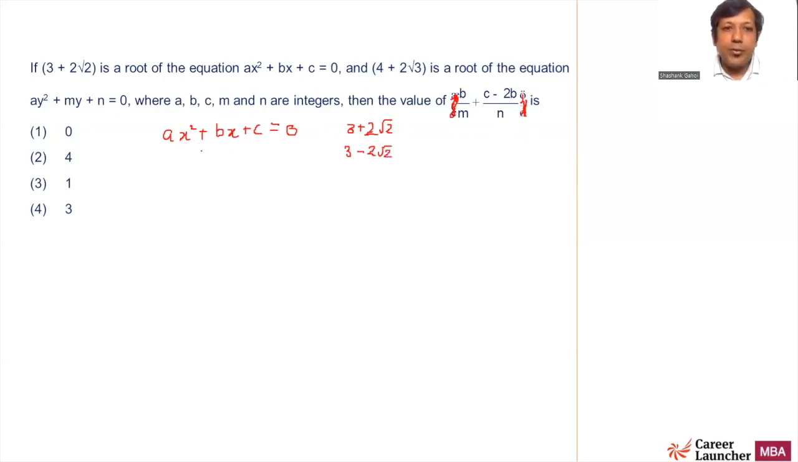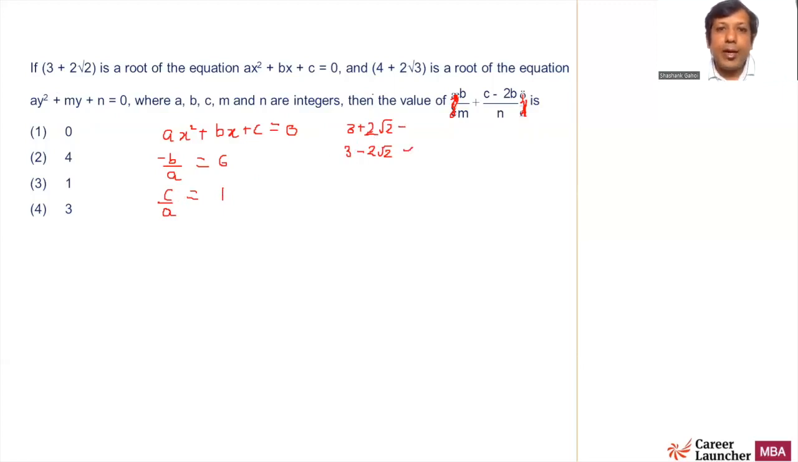Now what is the sum of roots? That's going to be minus b upon a. So what is the sum of these two values? That comes out to be 6. What is the product of roots? That's c upon a. So if I multiply these two values, that is a square minus b square, so 3 square minus 2 root 2 whole square. This value comes out to be 1.